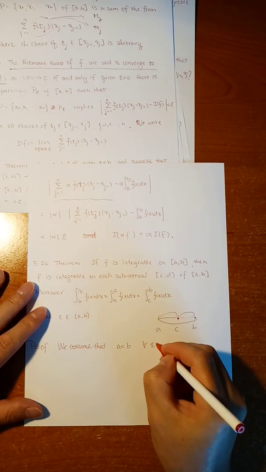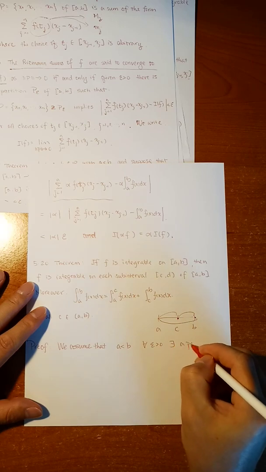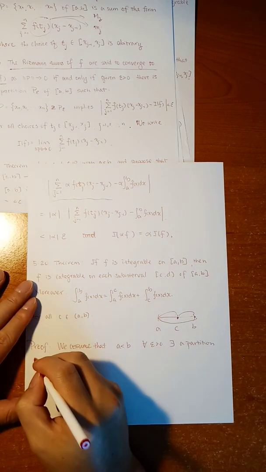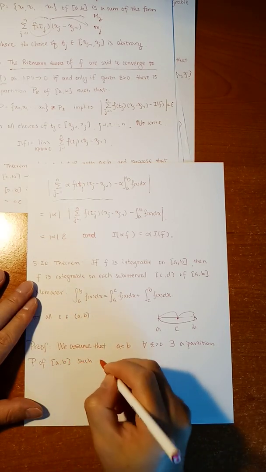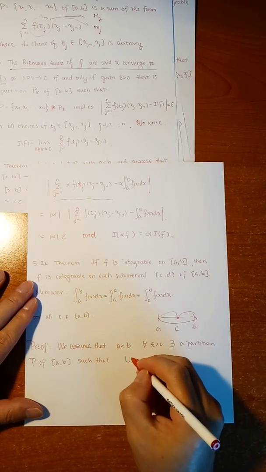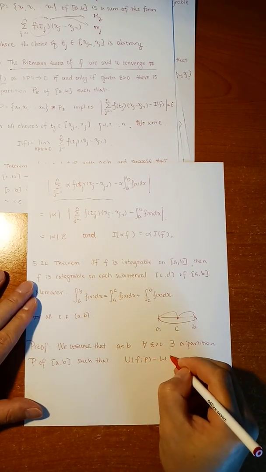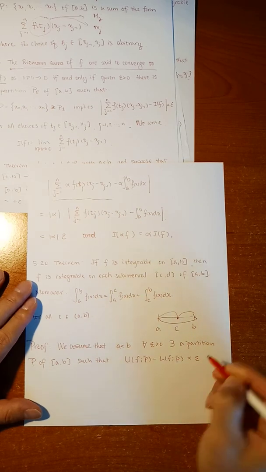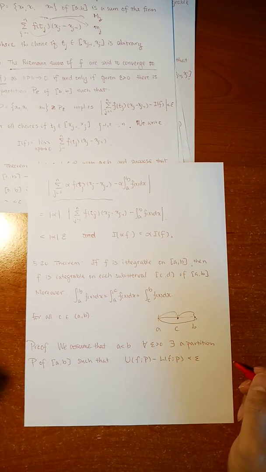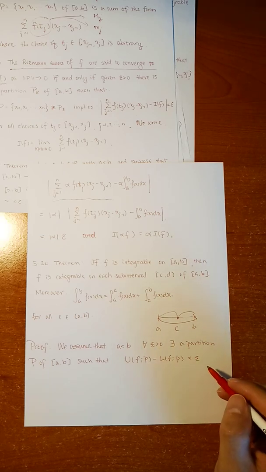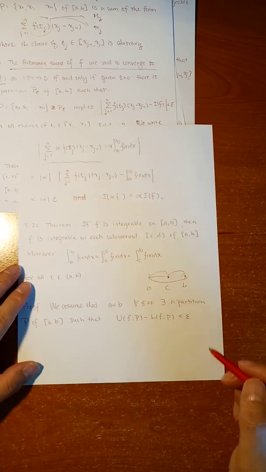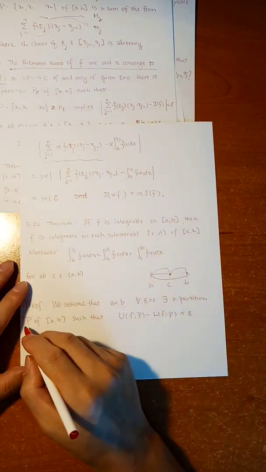So given epsilon greater than 0, there exists a partition P of [a, b] such that U(f,P) minus L(f,P) is less than epsilon. Okay, so this partition is there.